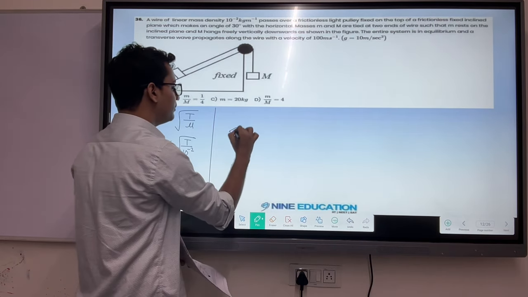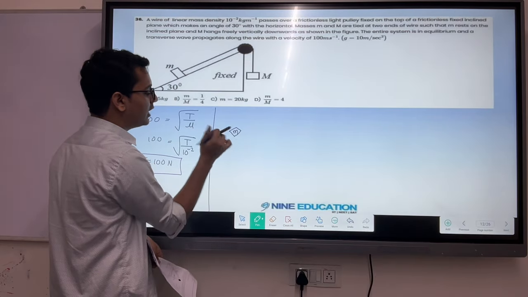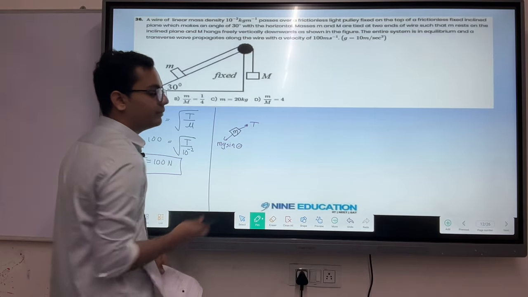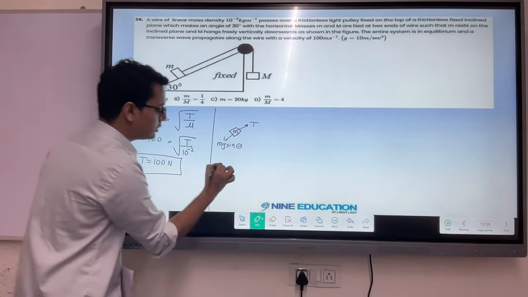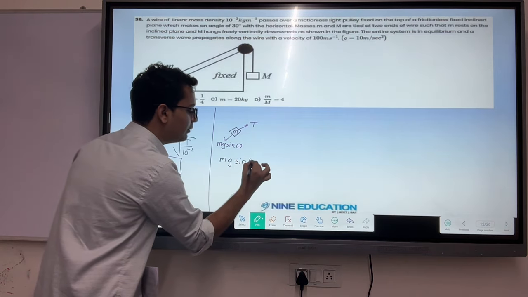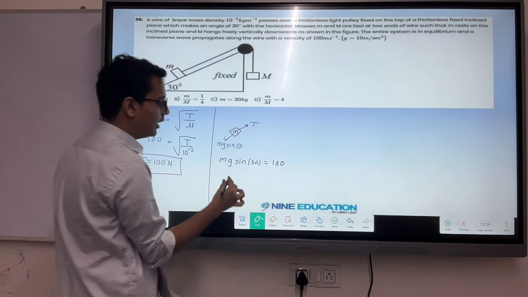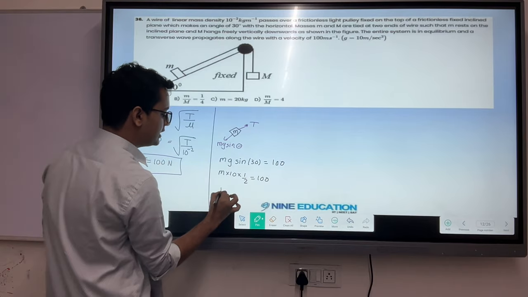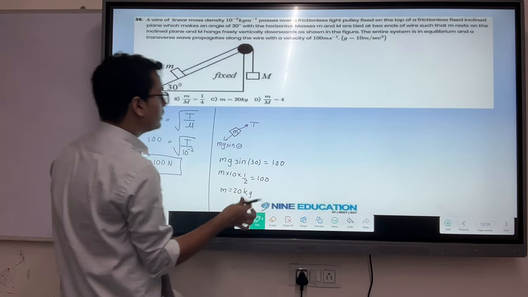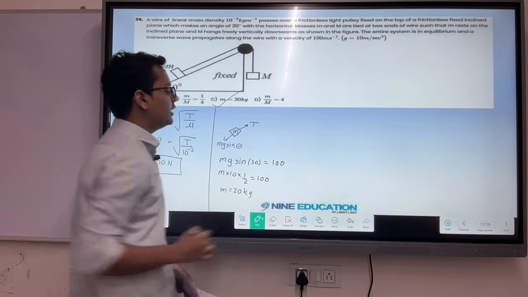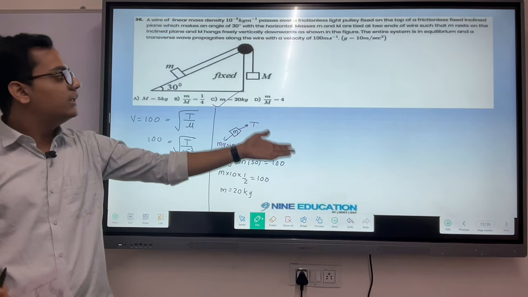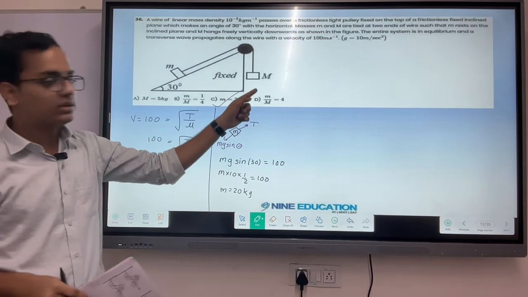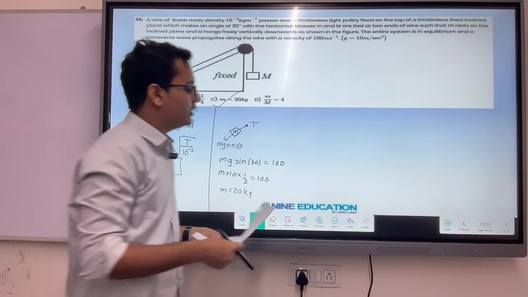Let's draw the FBD of this small mass m. In downward direction you have mg sin theta, and in upward direction you have tension T. T is already known to us as 100. So mg sin theta, with sin 30, is equal to 100. So m into 10 into 1 by 2 equal to 100. So mass is 20 kg. So small m, I already got to know that it is 20 kg. If you do it for the capital M as well, as it is in equilibrium state, you will get capital M as 10 kilogram, but it is not in the options. So only one option is correct, 20 kg, small mass.